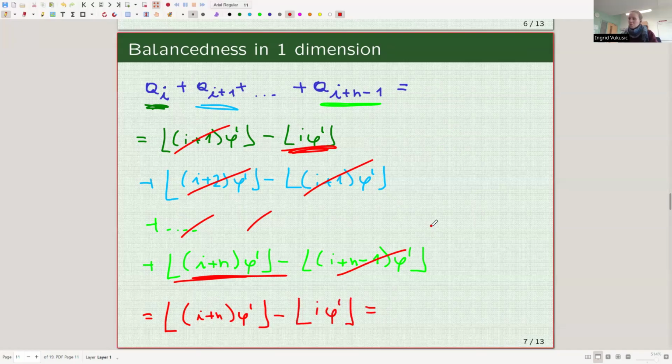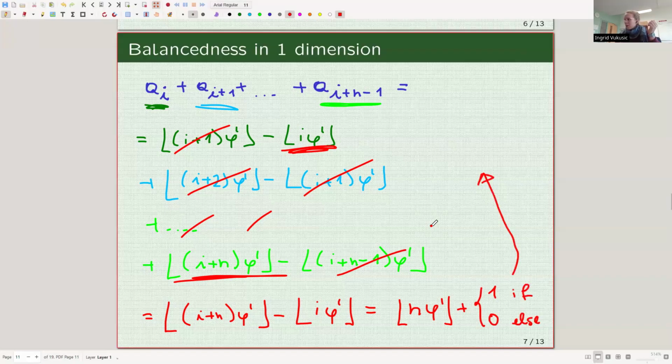And if we ignore the floors, then of course this would be just n phi prime. And if you check the details, then you will see that this is the floor of n phi prime, but it could also be one bigger. You could have plus 1. So when do we have plus 1? Well, if in this term you sort of jump over the integer point. So if the fractional part of i phi prime plus the fractional part of n phi prime exceeds or is equal to 1, then you actually have to add plus 1. You can check the details. It's just about the fractional parts.